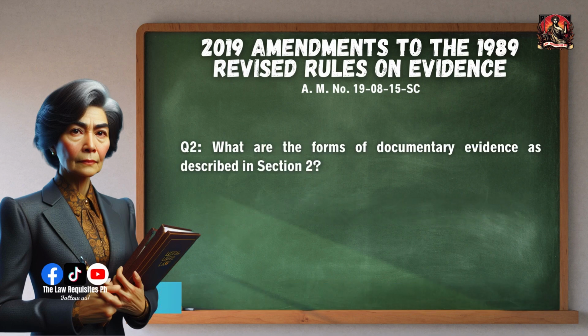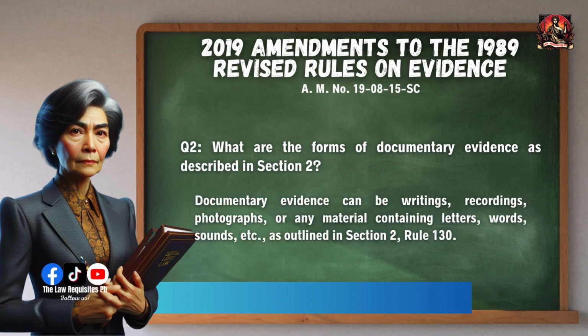Q2. What are the forms of documentary evidence as described in Section 2? Documentary evidence can be writings, recordings, photographs, or any material containing letters, words, sounds, etc., as outlined in Section 2, Rule 130.